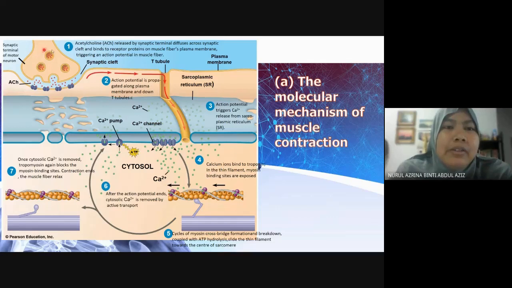Acetylcholine is released by the synaptic terminal and diffuses across the synaptic cleft and binds to the receptor protein on the muscle fiber's plasma membrane, triggering an action potential in the fiber. So it causes an EPSP, right? The membrane becomes permeable to sodium ion, sodium influx, all right? This causes depolarization to reach threshold and then forms the action potential.